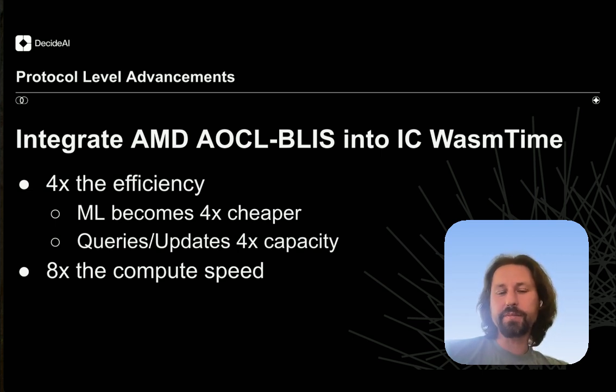And we could see a 4 times gain in efficiency, right? So ML would become 4 times cheaper, and queries and updates would 4x their capacity. That would be a huge immediate gain across the board for all AI applications, and an 8x speed. So over the efficiency gain, we'd see another double in speed. And so those are the big things that we've released recently and are talking about for the greater community.